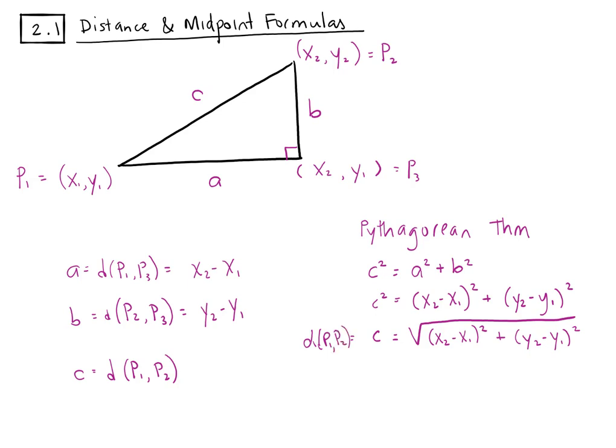Notice that the 1s and the 2s are lower than the values. Those are called subscripts. And when we use a subscript, it is not an exponent. We have to be very careful because we have some exponents here. We have a squared and we have b squared, but we have x2 and x1 as subscripts denoting which x we're talking about. We're going to use this formula to find distances.